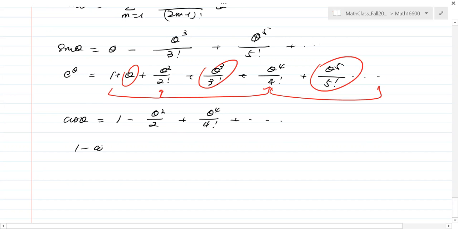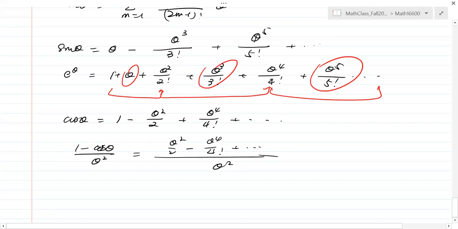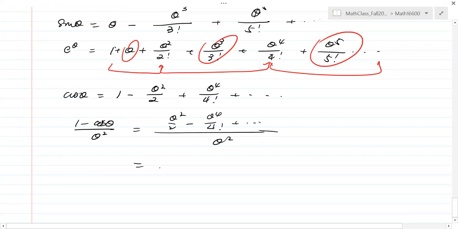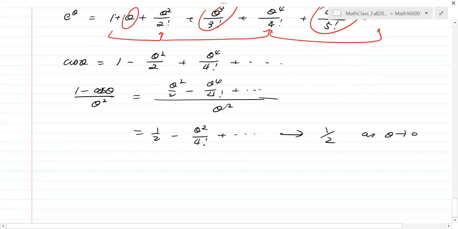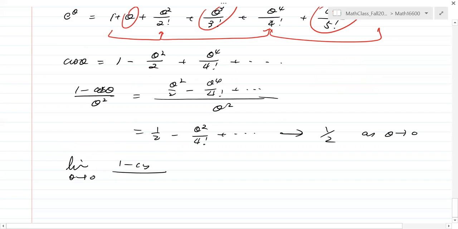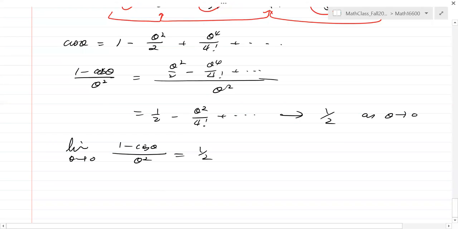Okay, let's modify that: 1 minus cosine theta divided by theta squared. What can you get? You can divide 1 minus cosine theta by theta squared, so then you get 1/2 minus theta squared over 4 factorial, blah, blah, blah. So this converges to 1/2 as theta approaches 0. See? So you can claim that the limit as theta approaches 0 of 1 minus cosine theta over theta squared is 1/2. But you can also prove that directly. How do you prove that? You have to use a double angle formula.